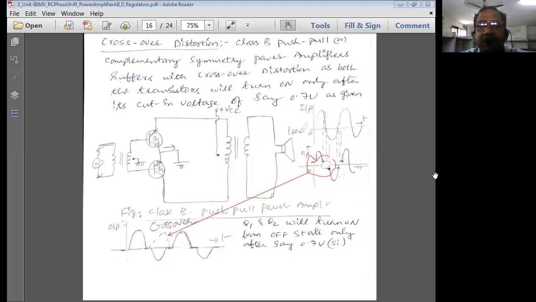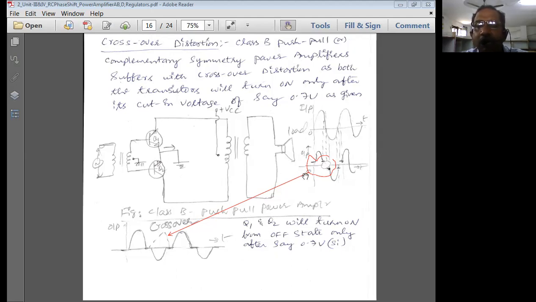If you see this output graph, at crossover distortion, we find that there is no signal. That means what is the reason for this? It is the output of the class B push-pull type of the power amplifier. That is the drawback of the class B type of the push-pull power amplifier.